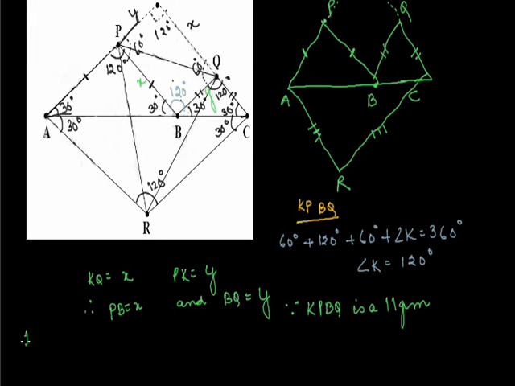Okay. Now see a bigger quadrilateral, that is ARCK. In quadrilateral ARCK, I can see that this whole angle is 60 degrees, angle C is 60 degrees, angle R is 120 degrees and angle K is 120 degrees. So opposite angles are equal in this quadrilateral, that is angle K is equal to angle R and angle A is equal to angle C.